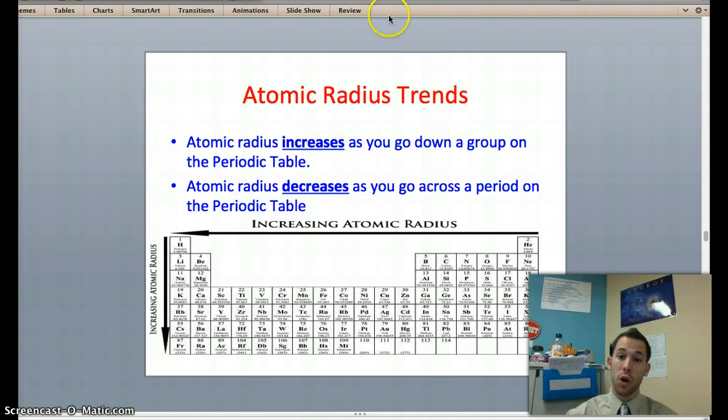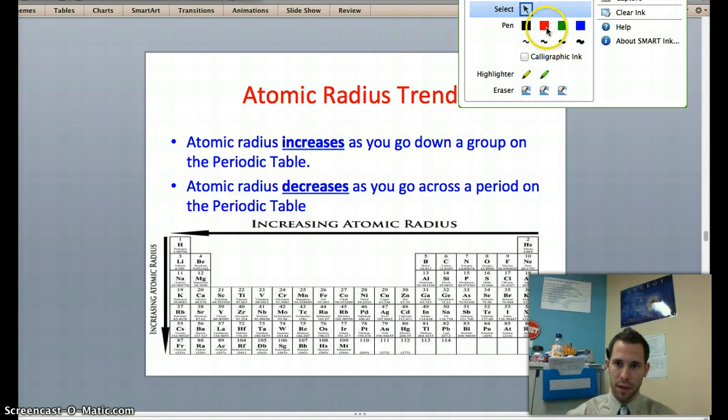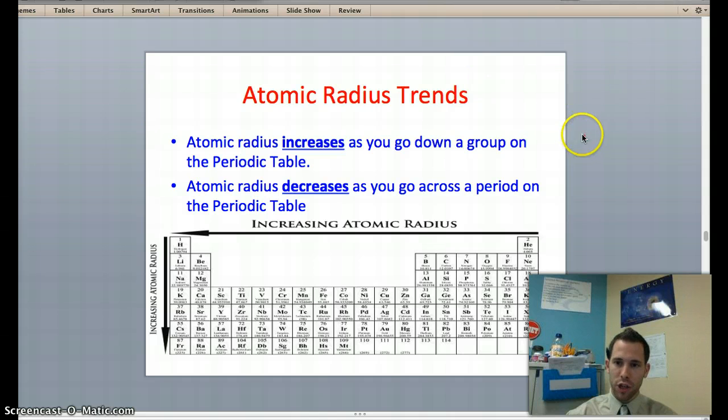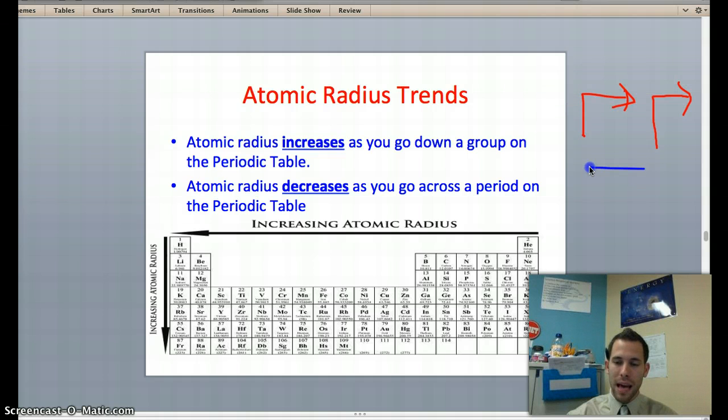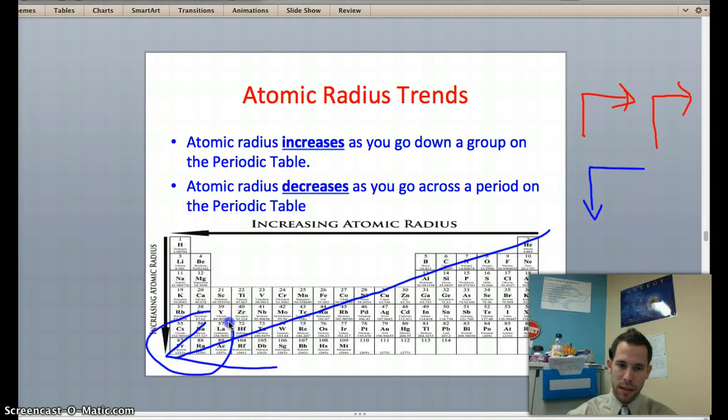Atomic radius trends work the exact opposite of the other ones. We saw the ionization energy increase as we move up and to the right. Electronegativity increases as we move up and to the right. But atomic radius increases as we move down and to the left. So it works in the exact opposite direction. The biggest elements are in the bottom left, and the smallest elements are in the top right.